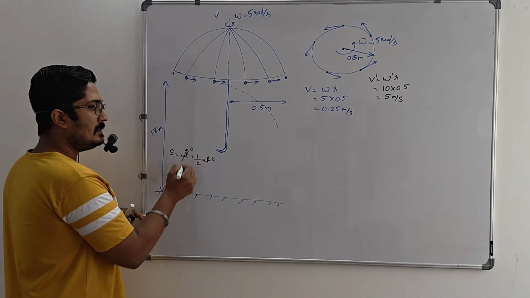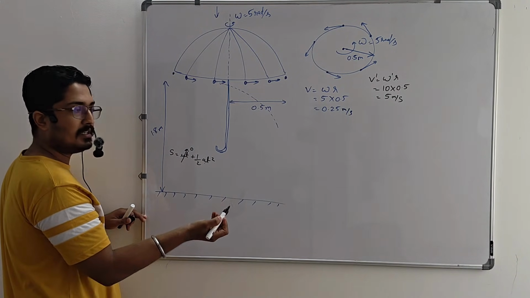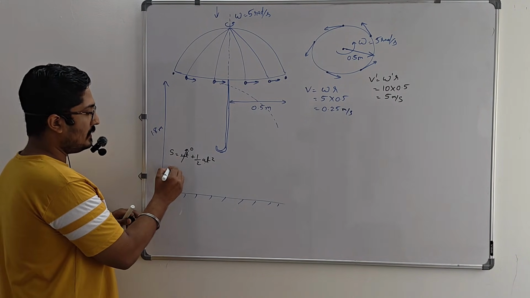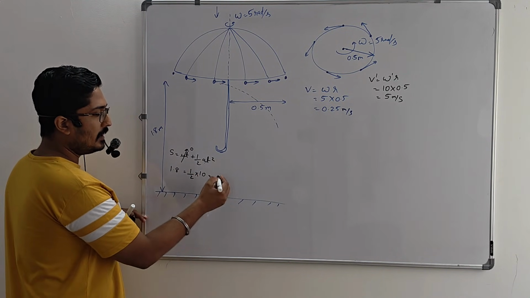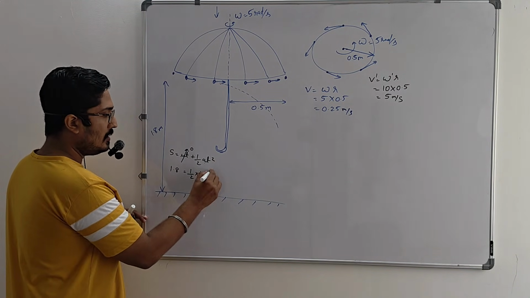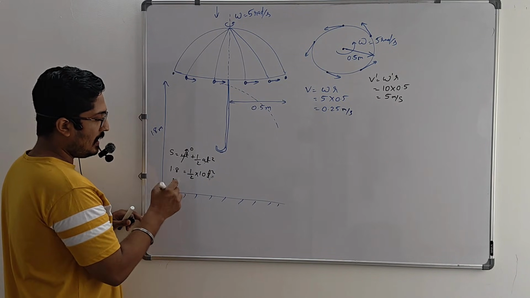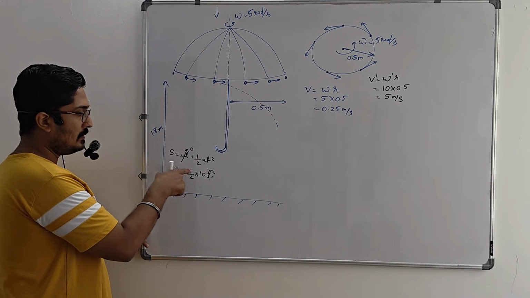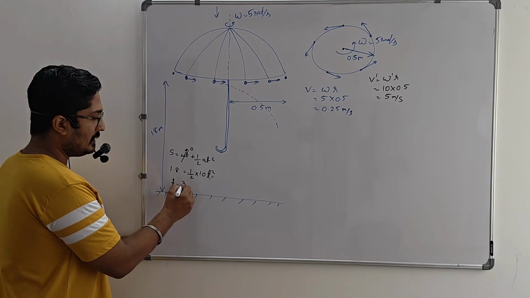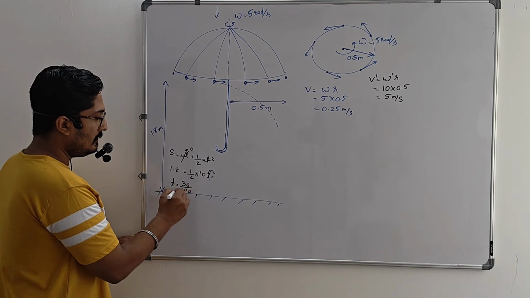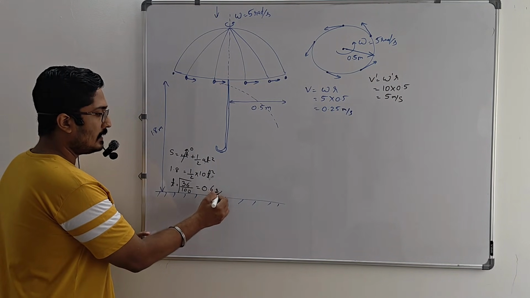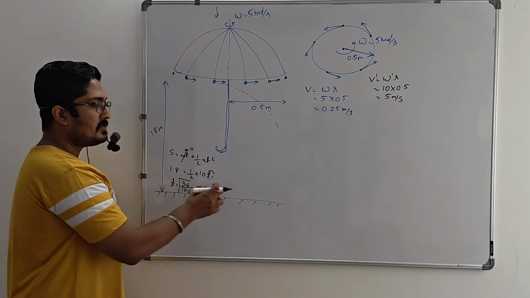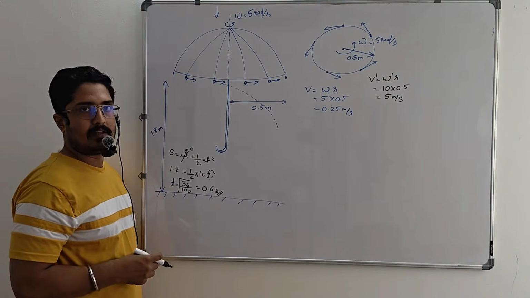Initially vertical velocity is anyway 0, vertically the acceleration is g, that is 10, they have given in the question. Displacement is 1.8, half into 10 into t square. So from here I can find the time as t square = 3.6 divided by 10, so I'm getting basically 36 by 100, root of which will come out to be 6 by 10, so 0.6 seconds. So the drop would be reaching the ground in 0.6 seconds.